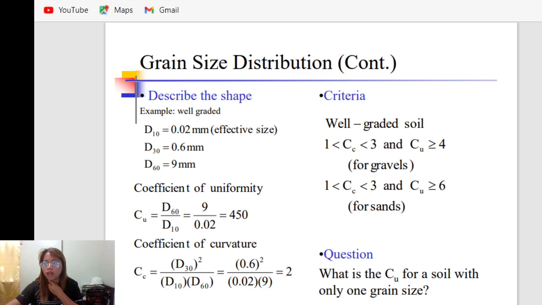This is for sands. Notice that the answers for the coefficient of uniformity and coefficient of curvature are greater than 4 and 6, and the coefficient of curvature is 2, within this range, meaning the soil sample that you have is composed of gravels and sands.